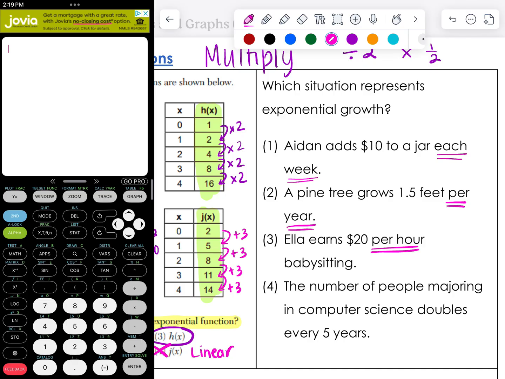Whereas in the last one, the number of people majoring in computer science doubles every 5 years. When you see words like doubles, triples, that's going to be something that you're multiplying by, which is exponential growth. So keywords like doubles, and anytime that you see a percent in the question, that is also going to be exponential.